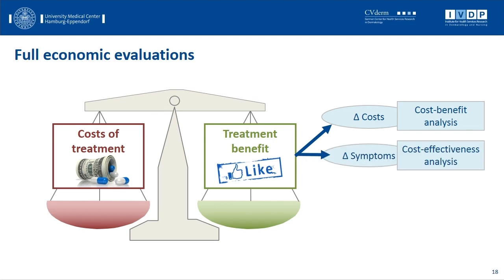When we are looking at the difference in symptoms, so we are looking at a decrease in itching or a decrease in pain between the two treatments, then we are doing a cost-effectiveness analysis. And when we are concentrating on quality-adjusted life years that can be gained by the new treatment, then we are doing a cost-utility analysis. And this is kind of a cost-effectiveness analysis.